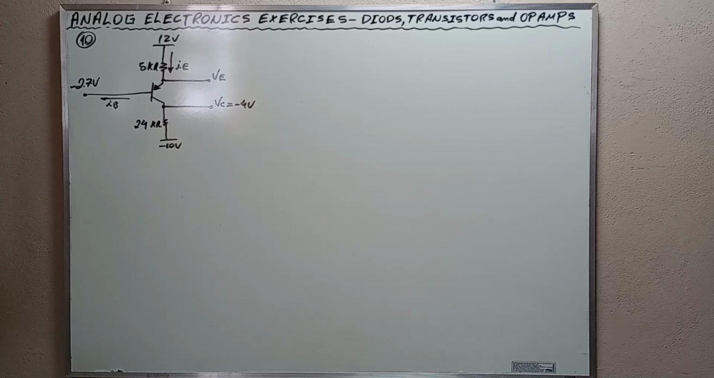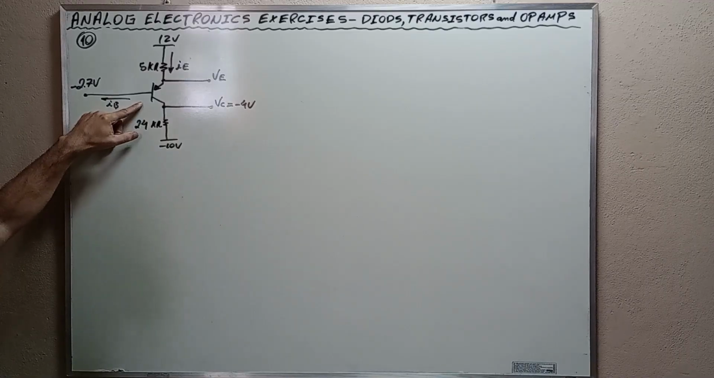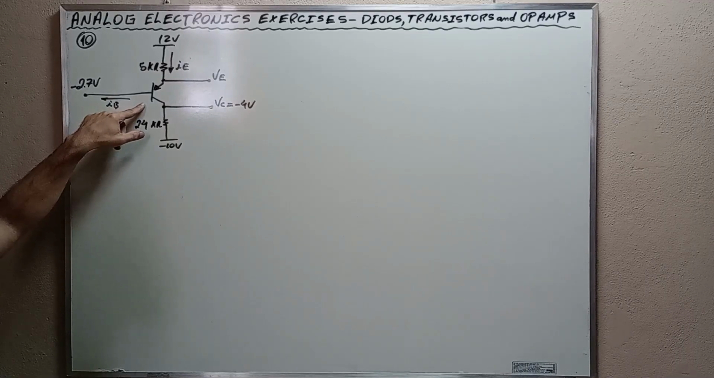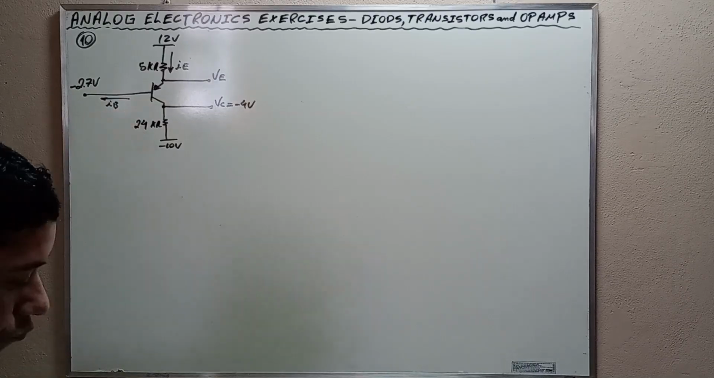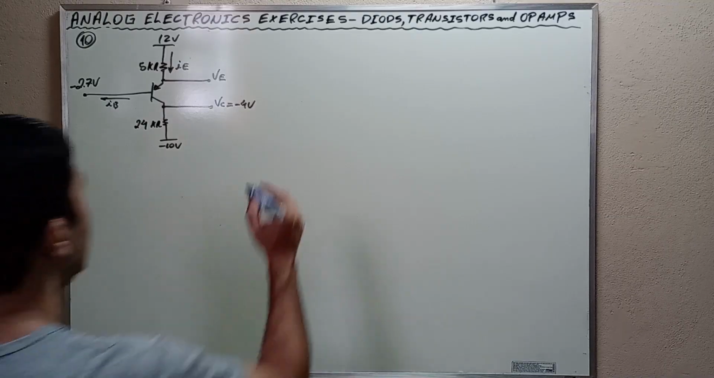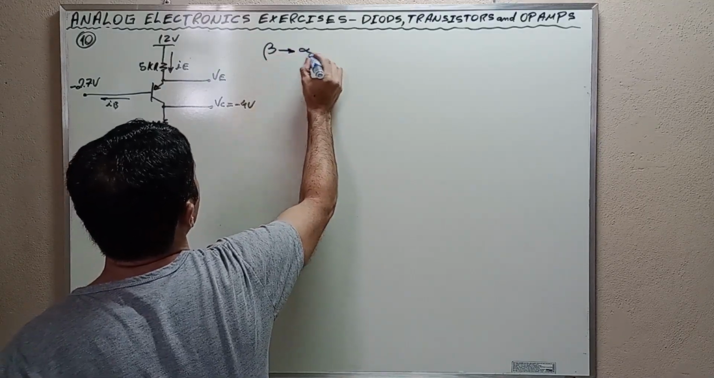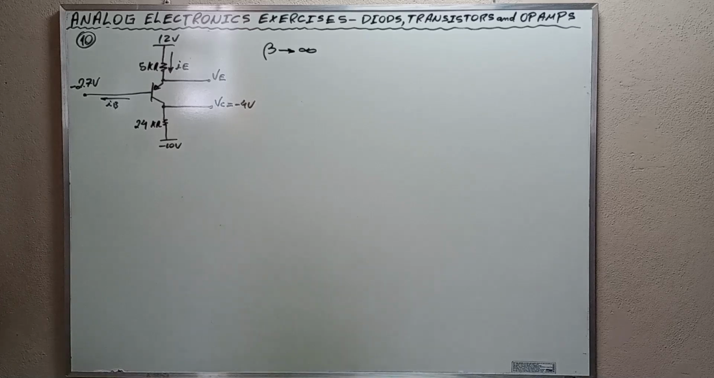We are dealing with a PNP transistor. Firstly, we need to identify what kind of transistor we are working with. This is a PNP bipolar junction transistor, okay? Notice that the exercise imposed the condition that the gain has to be very high.